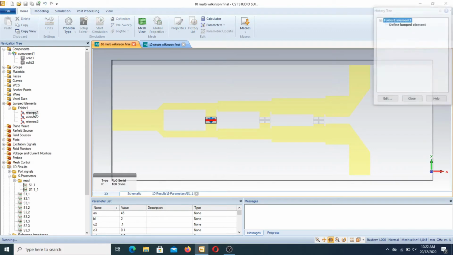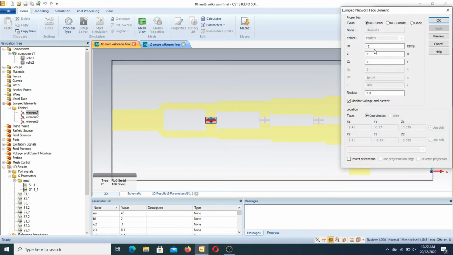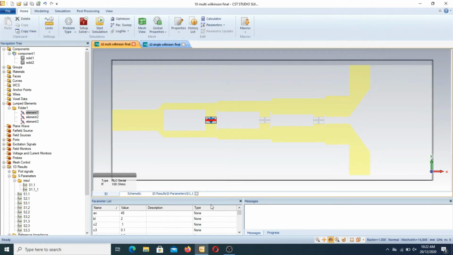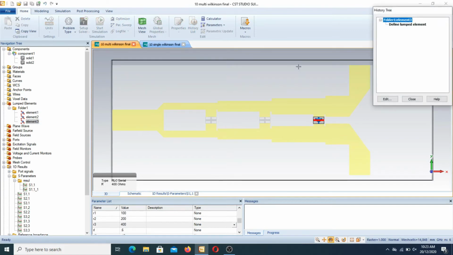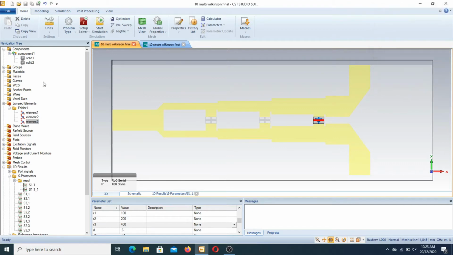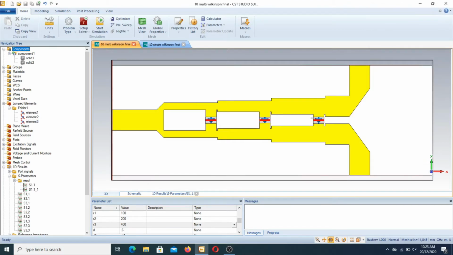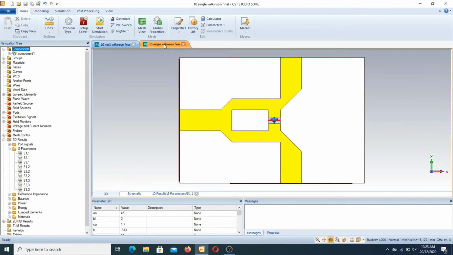In element number 1, we select R equal to R1 and its value is 100 ohm. The second resistor value is 200 ohm. The third resistor is 400 ohm, as it looks here. These 3 resistors actually provide the isolation between these two ports. How is it designed? It is designed as I showed you in the single stage Wilkinson power divider.